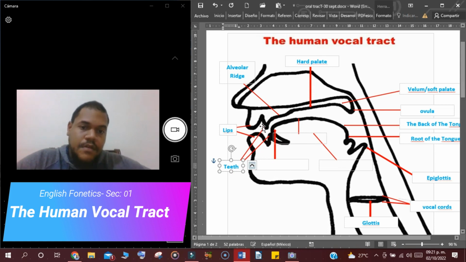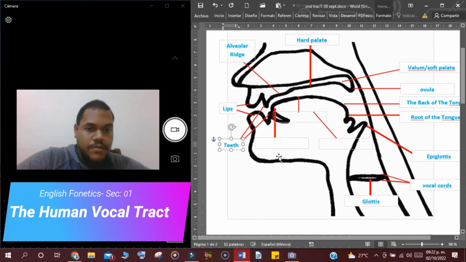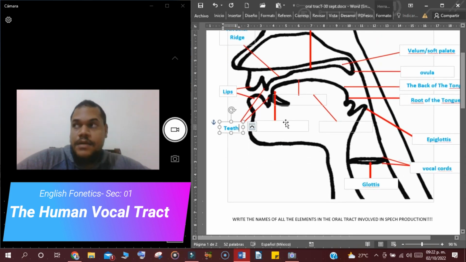The teeth play an important role in the production of speech sounds because there are certain sounds that are articulated right here, like interdental, dental, and labiodental. Let's continue.